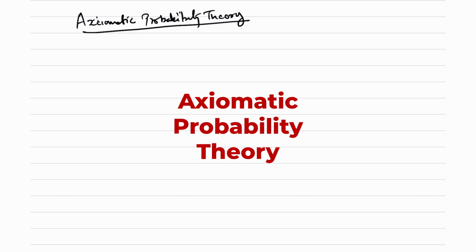We're going to be covering something called the axiomatic probability theory. Okay, in axiomatic probability theory, the first thing that you need to understand is something called the experiment. You need to know what exactly the experiment is. An experiment is nothing but a process.